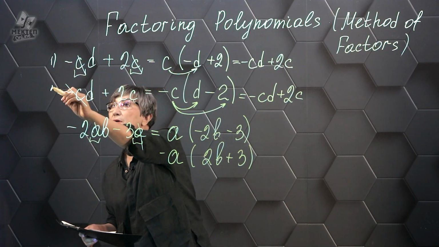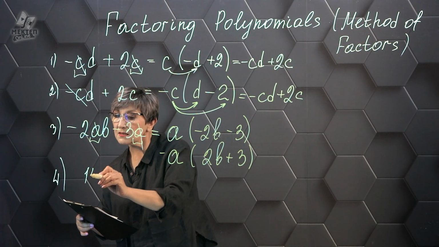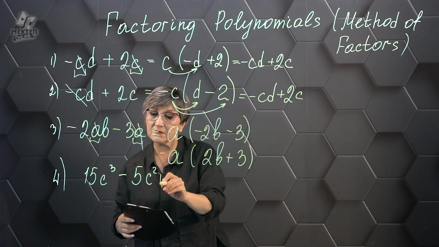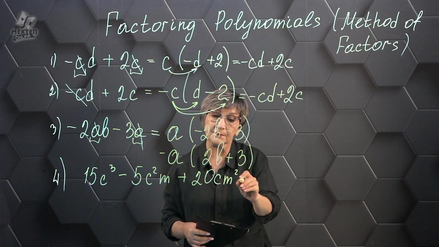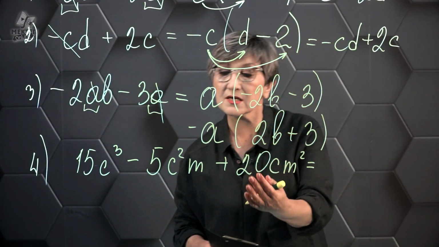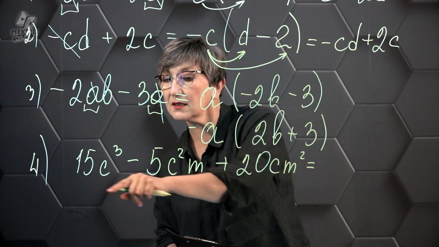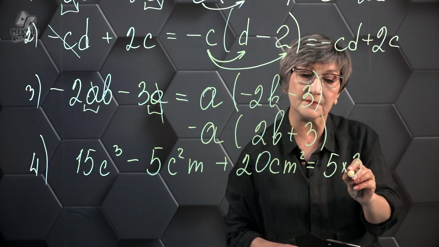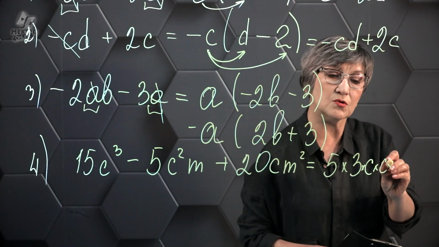And here's another example. Let's write down: 15c cubed minus 5c squared m plus 20cm squared. In order to determine the common factor, you need to break down each term so that there is a common factor. How do you do this? Notice that 15 is 5 times 3. Let's expand c cubed. That's c multiplied by c and multiplied by c.